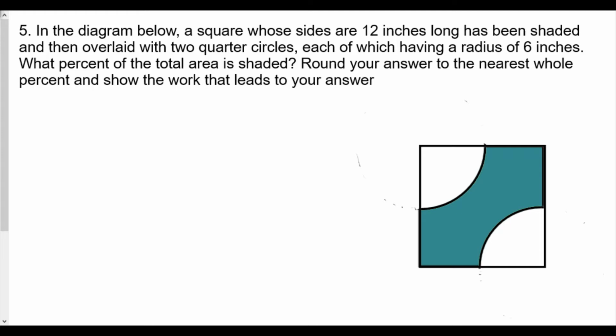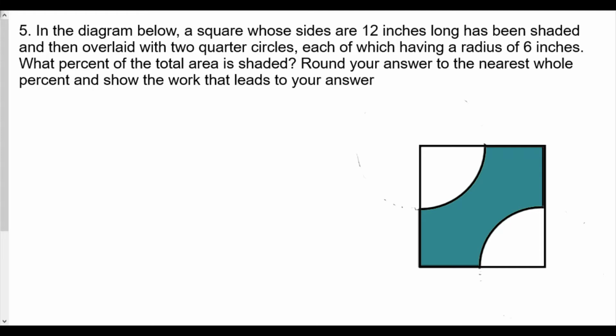And here we continue with our question. In the diagram below, a square whose sides are 12 inches long has been shaded and overlaid with 2 quarter circles, each having a radius of 6 inches. What percent of the total area is shaded? Round your answer to the nearest whole percent and show the work that leads to your answer.